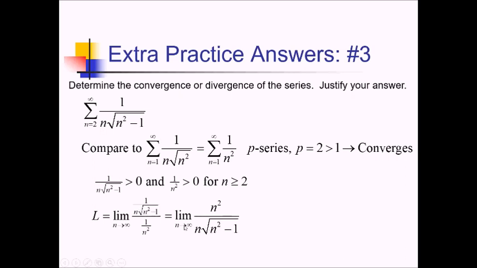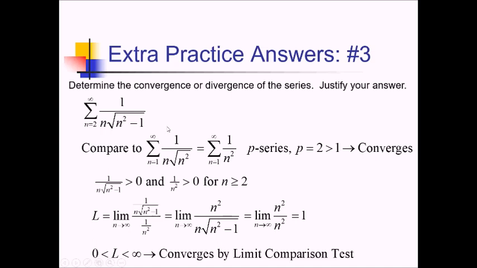And as n goes to infinity, I can forget about this minus 1. So I just have the square root of n squared, which is just n. Multiplying that by the other n, I get n squared down there. And then those are going to cancel out to give me 1. Since 1 is between 0 and infinity, this proves, by limit comparison, that this series is going to converge, just like the comparison series converges.